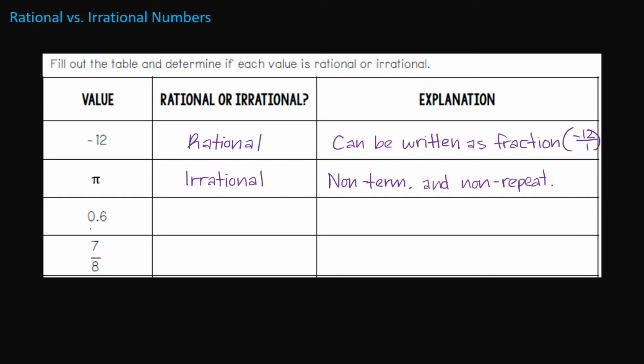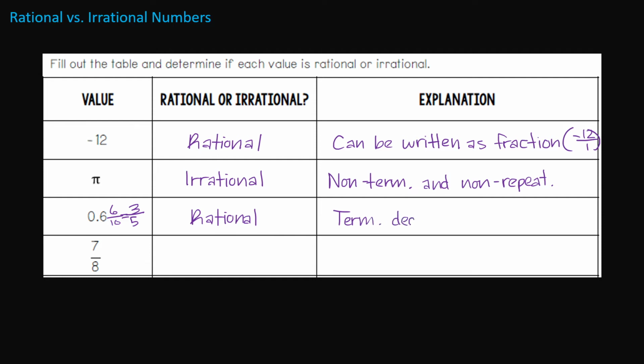Now the decimal 0.6. The decimal 0.6 is a terminating decimal, and we know from our previous lesson that we can write this as a fraction. This can be written as, if you reduce it, 3/5. You would start by writing 6/10 and then reduce to 3/5. So this is a rational number. So we can either say can be written as a fraction, or we can just say that it's a terminating decimal. That's all we really need.